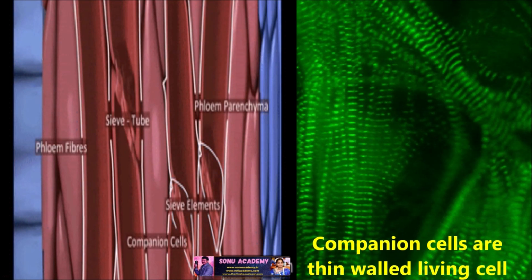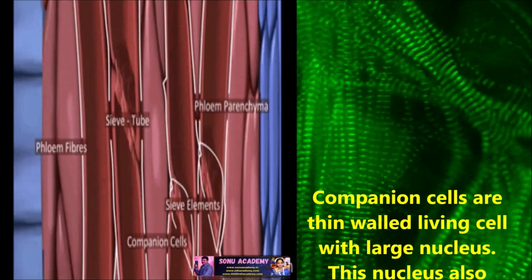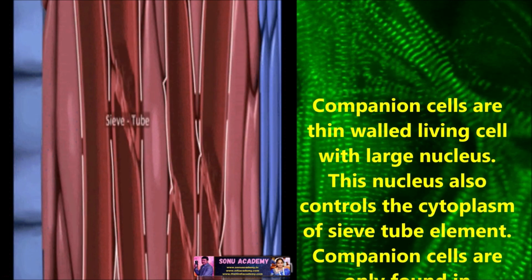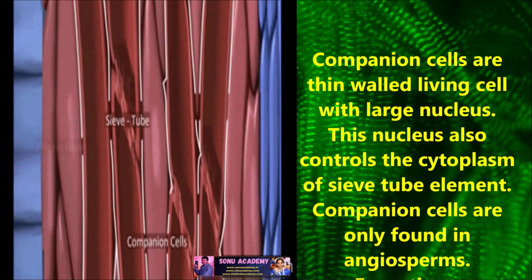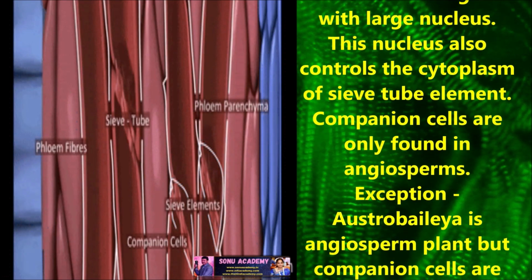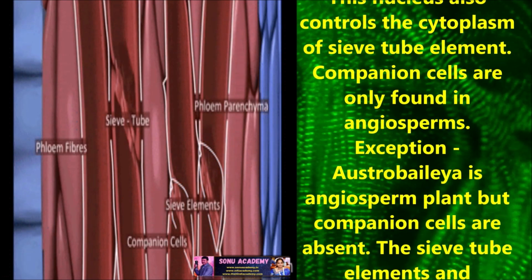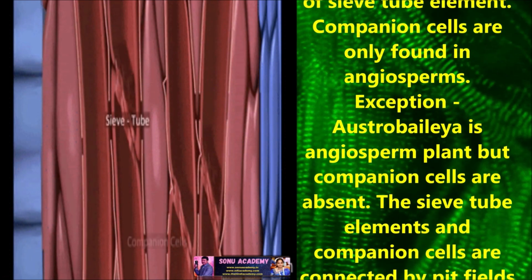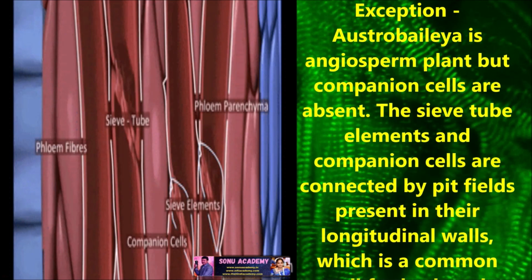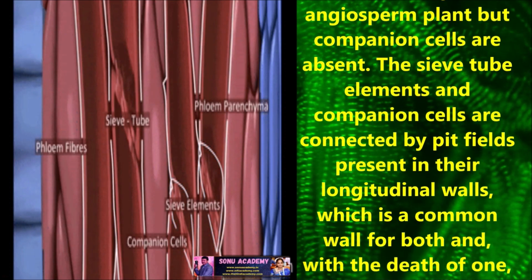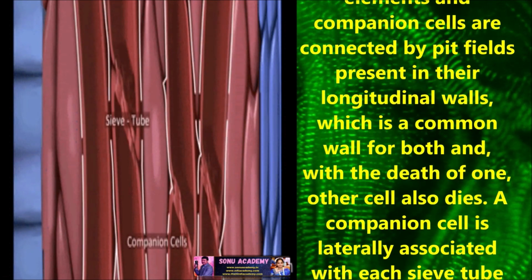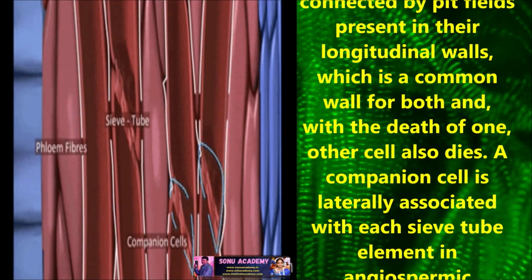Companion cells. The companion cells are thin-walled living cells with a large nucleus, and this nucleus also controls the cytoplasm of the sieve tube element. Companion cells are only found in angiosperms. Austrobaileya is an angiosperm plant, but companion cells are absent. The sieve tube elements and companion cells are connected by pit fields present in their longitudinal walls, which is a common wall for both. With the death of one, the other cell also dies.